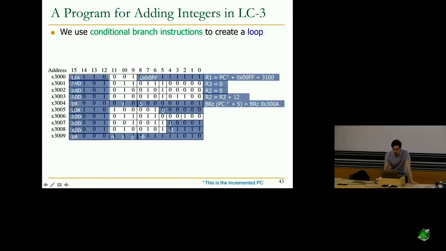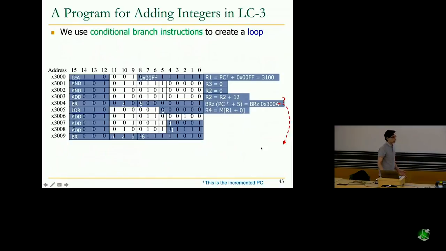When will it be taken? When we reach the end. When the content of R2, which is the counter that we are decrementing every time we add a number, is 0. In case it's taken, we will jump to this effective address that is 300A, that will be somewhere like here at the end of the program.